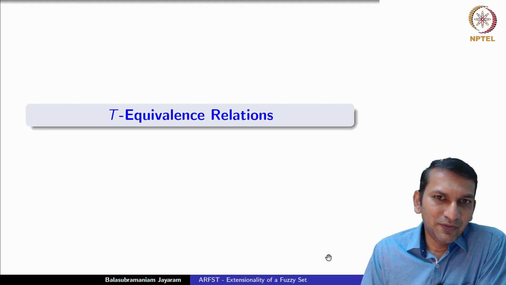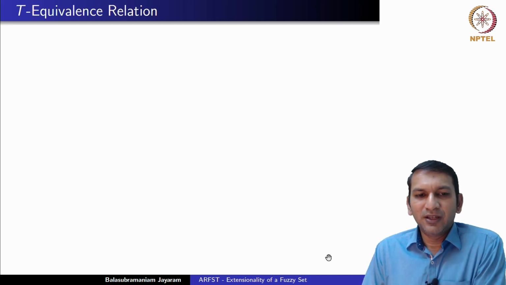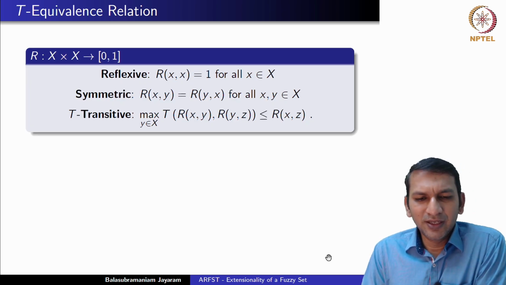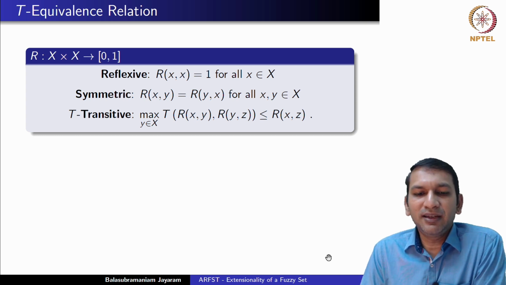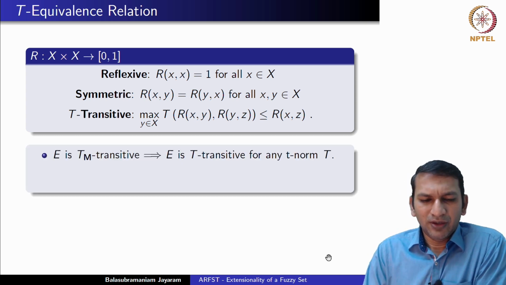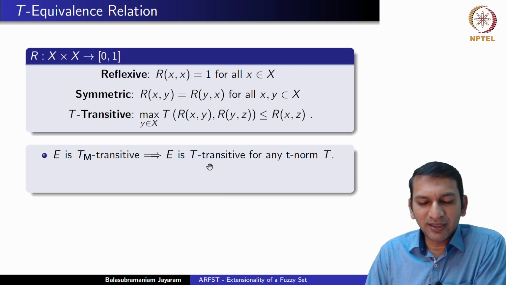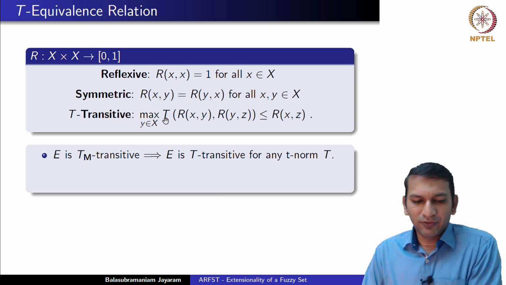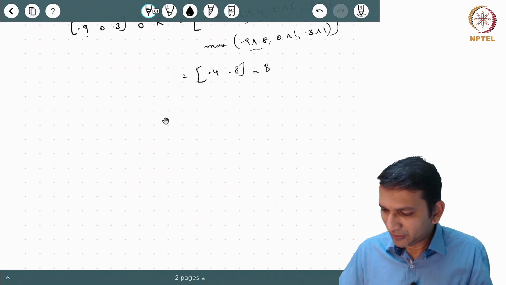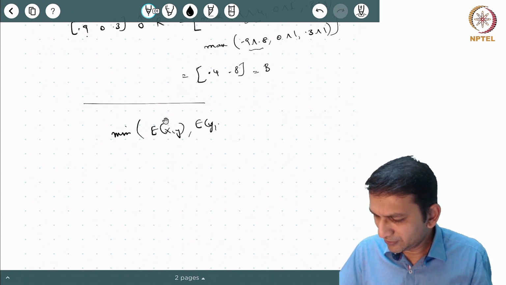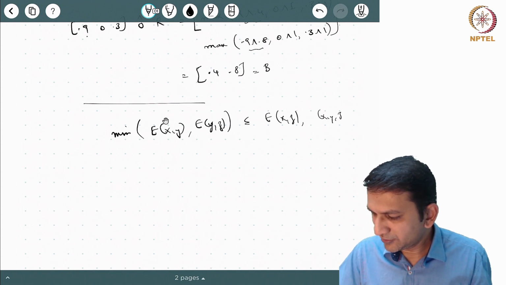For that, let's revisit what a T-equivalence relation is. A T-equivalence relation is a binary relation on X, a fuzzy binary relation on X, which is reflexive, symmetric, and T-transitive. Now, we know that if a relation is Tm transitive, then it is also T-transitive for any T-norm, because, for instance, if it is Tm transitive, then what we have is min of E of xy, E of yz is less than or equal to E of xz for all xyz element of X cube.